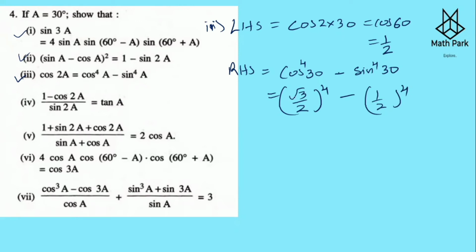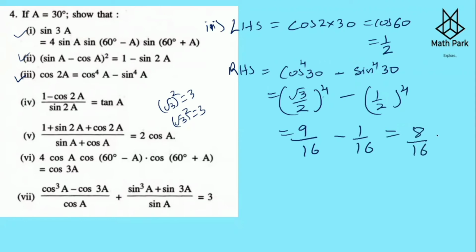Now, root 3 to the power 4 is root 3 squared times root 3 squared. Root 3 squared is 3 and root 3 squared is again 3. So, 3 times 3, this is going to be 9. So, numerator of this is 9, and 2 to the power 4 is 16, minus 1 upon 2 to the power 4, which is 1 by 16. 9 minus 1 is 8 upon 16, which is equal to half. So, thus we get LHS is equal to RHS.